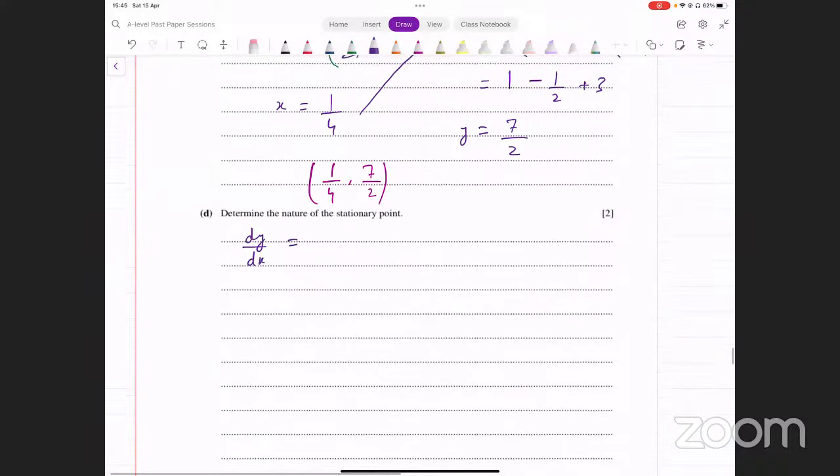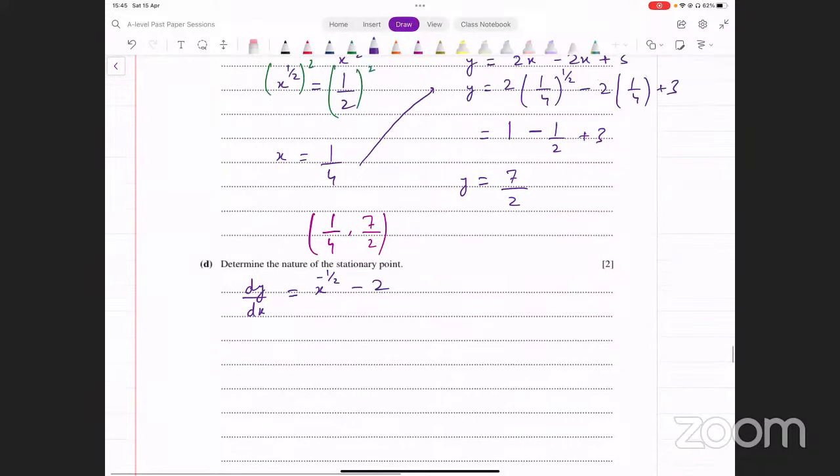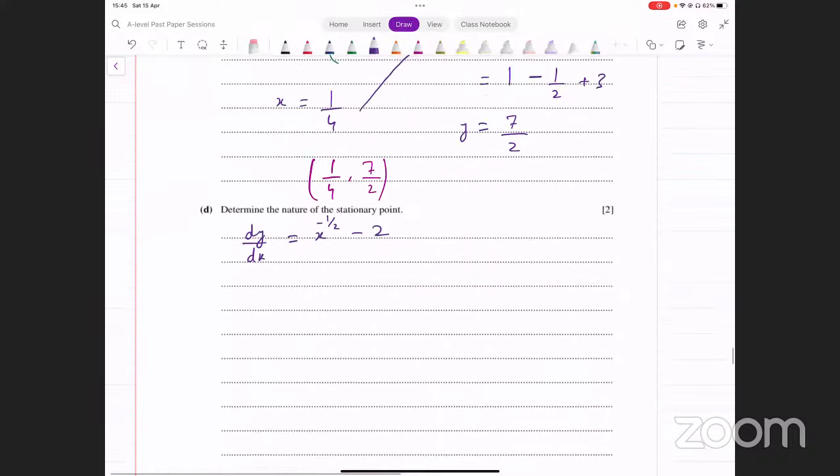dy over dx is x raised to power minus 1 over 2 minus 2. This was the first derivative. Differentiate it once more to find the second derivative. It will become minus 1 over 2, power multiply होगी, power में से 1 minus कर दिया, it becomes minus 3 over 2. Minus 2 का derivative, that's a 0. And we end up with minus 1 over 2x raised to power 3 over 2.